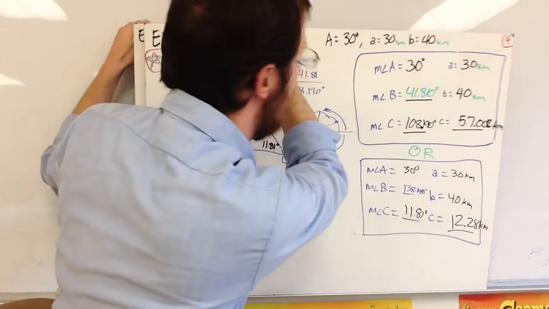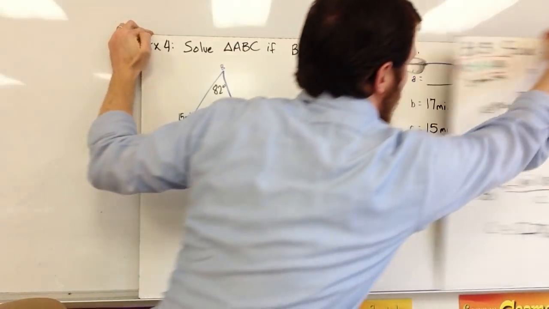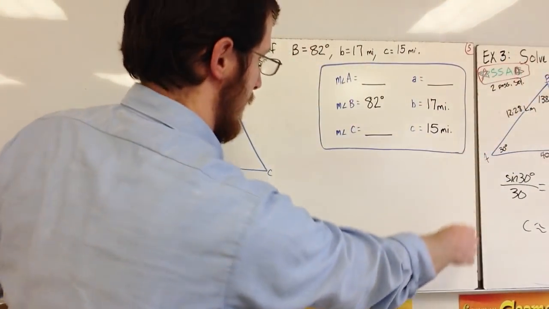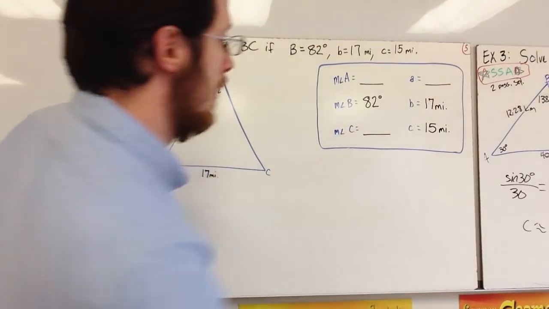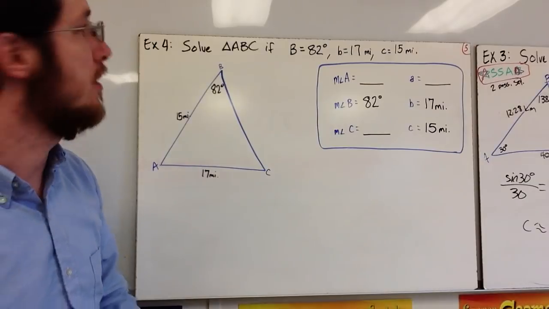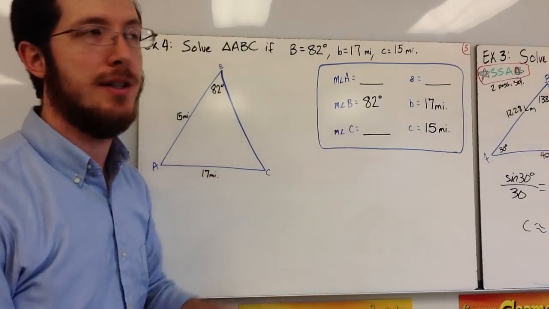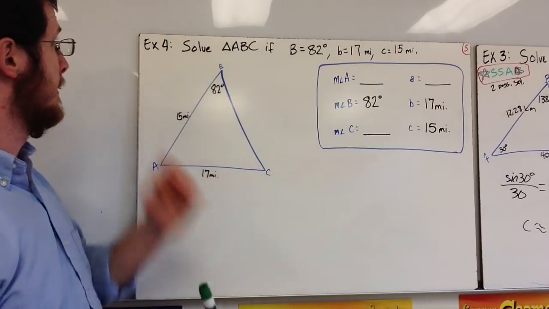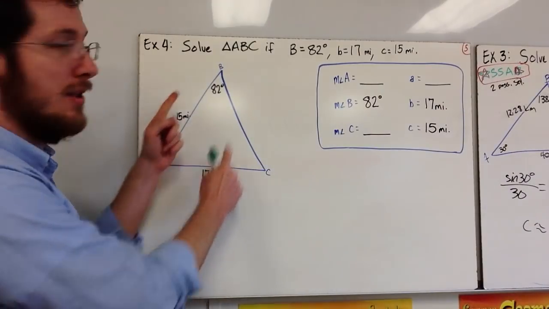Got two more examples. We're going to go through these real quick. We're running short on time. Okay, example number 4. Here's our given information. I went ahead and did the triangle in the table starting off for time's sake. Again, two sides and an angle.